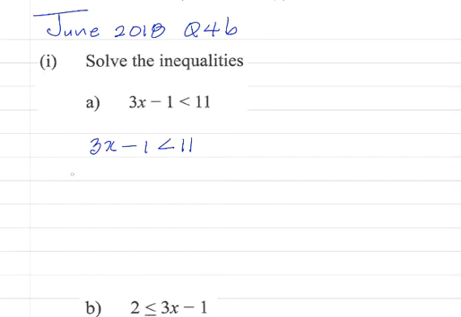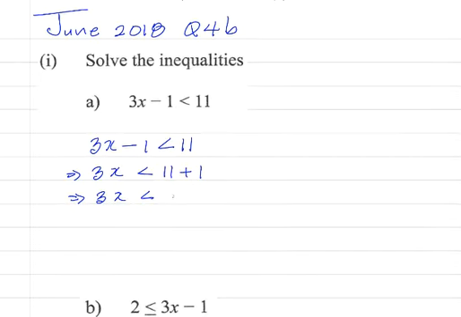So here, therefore, 3x would be less than 11 plus 1. So negative 1 goes over and becomes positive 1. Therefore, 3x would be less than 12. Then I'm going to divide both sides by 3. So therefore, I'm going to have x is less than 4. That would be the solution of inequality A.